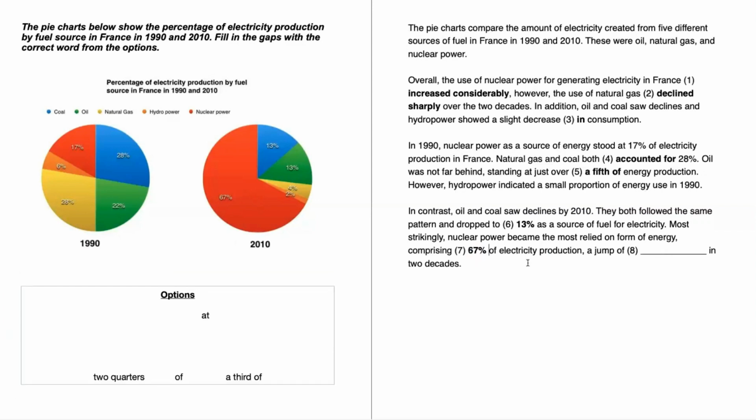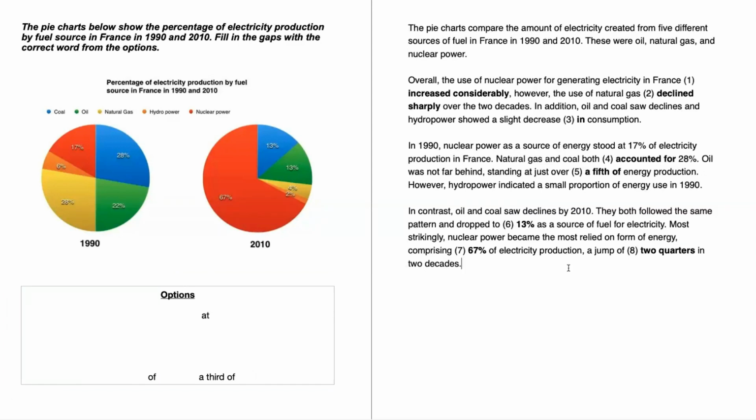And our last question here, a jump of blank in 2 decades. So we're looking at a jump. So we're looking at the data from 1990 to 2010. If you subtract 17% from 67%, you get 50. And 50 is 1/2, or you could say 2/4. And there you have it. That is the correct answer.